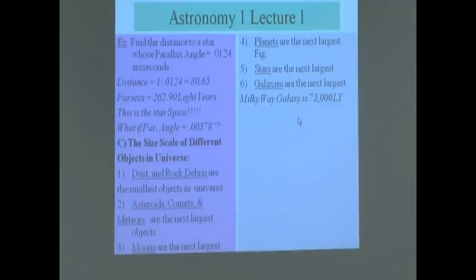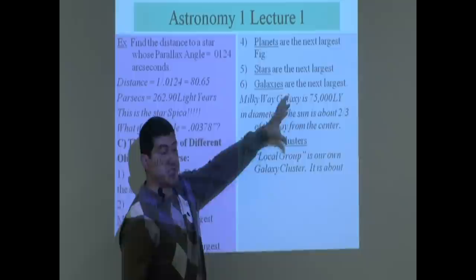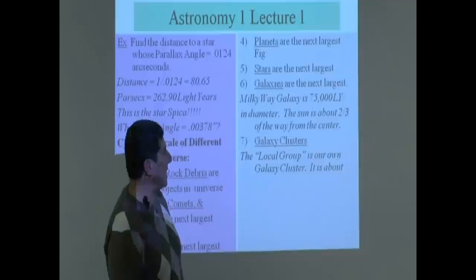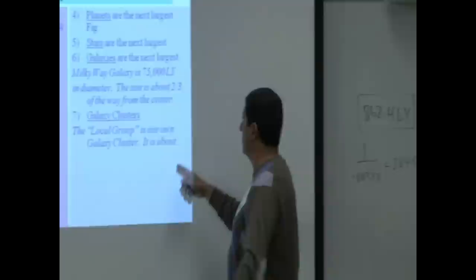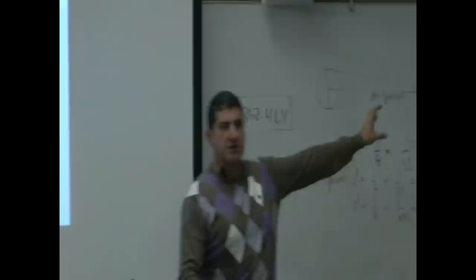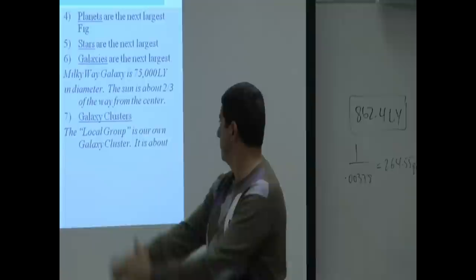After that, we get the galaxy. I'm probably going to end it about right there. So the galaxies are the next largest entity. Milky Way galaxy, 75,000 light years in diameter. So now we start getting large things. 75,000 to roughly about 100,000 light years from one end to the other. And the sun is about two-thirds of the way from the center. Remember, I had shown you the galaxy picture earlier. So the sun is off to the side, two-thirds of the way.